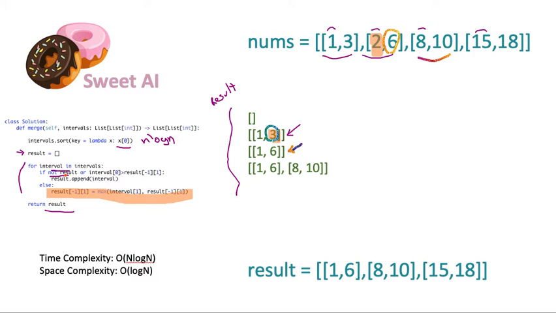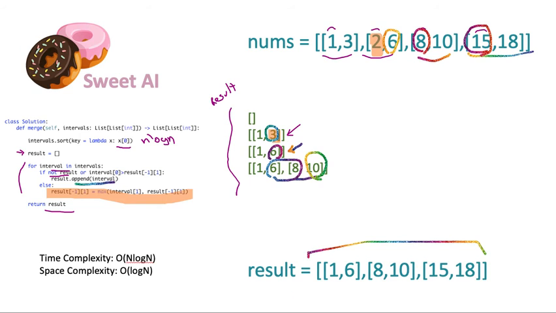So the result is not empty, and the interval at index 0, which is 8 here, and we have 6 here. 8 is bigger than the value that we have at result[-1][1], right? So we're just going to append that to the list, because there is no overlap between these two. You see, there is no overlap. And for the last one, as you see, there is no overlap between 15 and 10 that we have here. We're just going to add that to the result. So this is the final result that we are going to return.